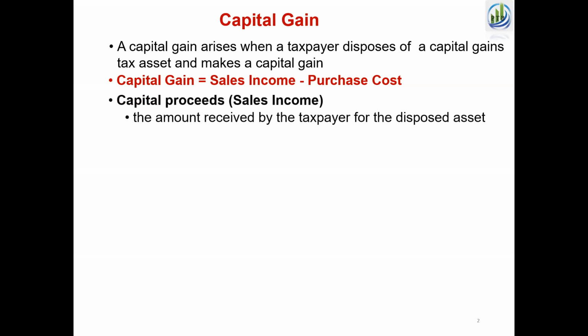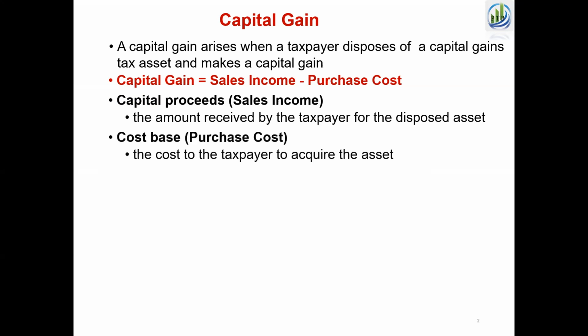Now we will come back. Actually, in our tax terminology, we normally don't use sales income. We use the terminology called capital proceeds, the amount received by the taxpayer for the disposal of the asset. It means whatever amount you received in your bank account, or you are entitled to receive in your bank account, is considered capital proceeds. We normally don't use the terminology of sales income in the capital gain area in our tax calculation.